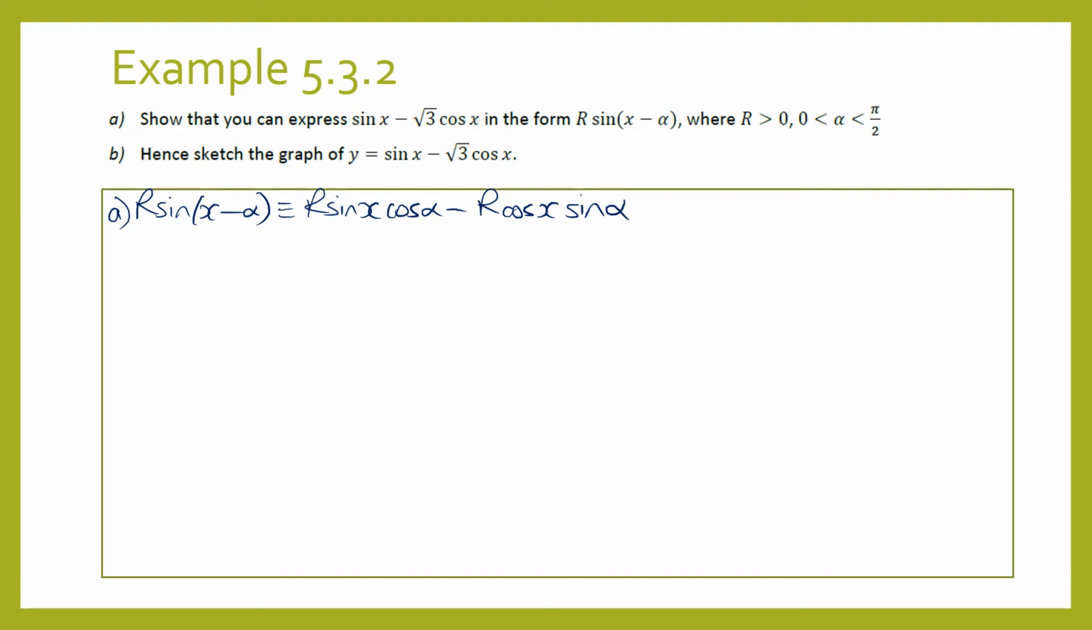If you wrote the r in front of a pair of brackets, then expand those brackets because we need to get rid of them. Next, start comparing sine x terms and compare the cos x terms, and then write down two equations. Have a go at writing down those equations now, so pause the video and have a go.